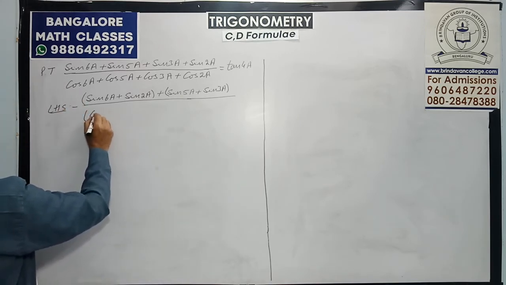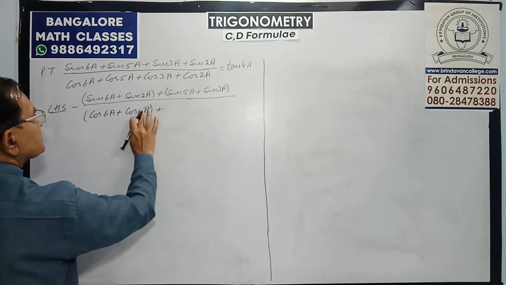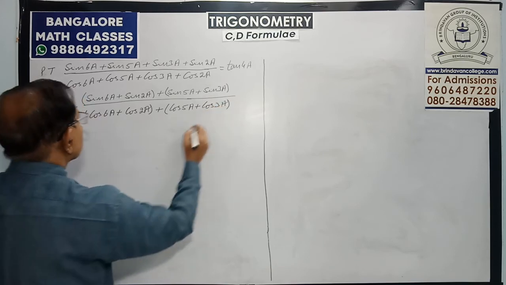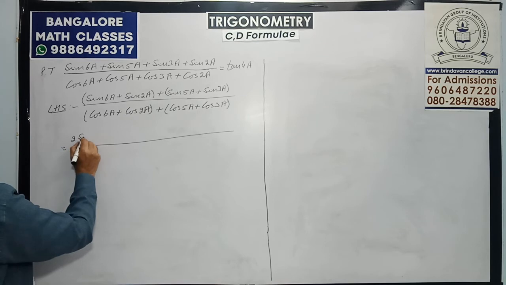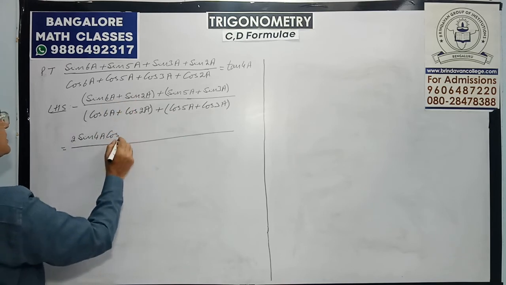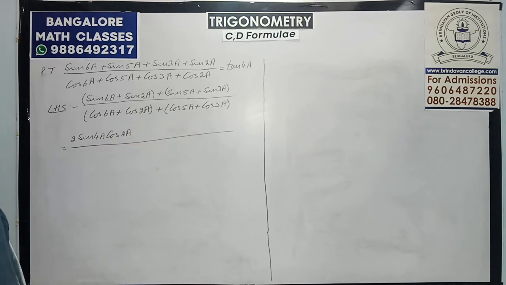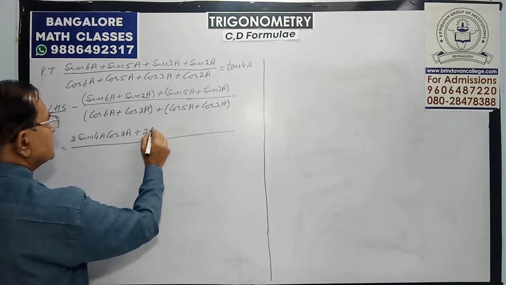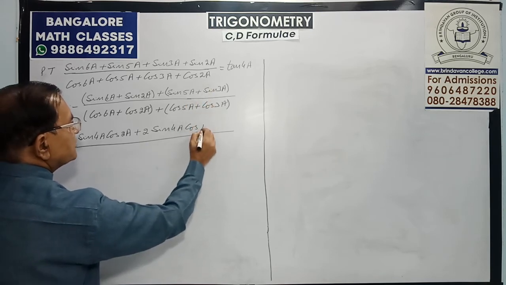Similarly, cos 6a plus cos 2a, cos 5a plus cos 3a equals. Sin c plus sin d is 2 sin c plus d by 2 cos c minus d by 2. Add and divide by 2, subtract and divide by 2: 6 minus 2 by 2, plus 2 sin c plus d by 2, that is 8 by 2, cos 2a by 2, that is a.